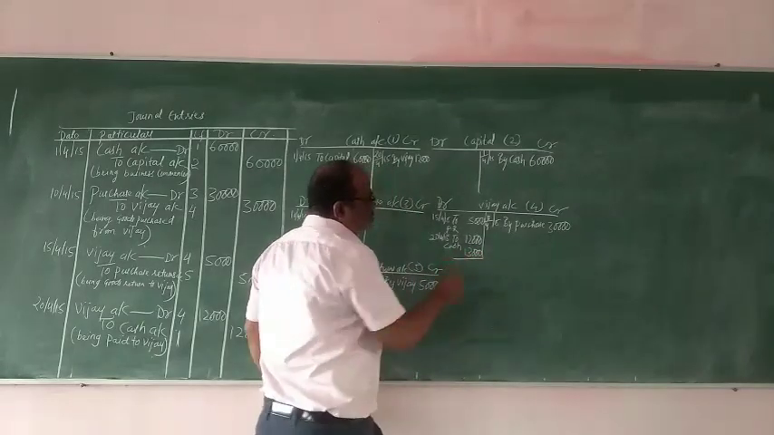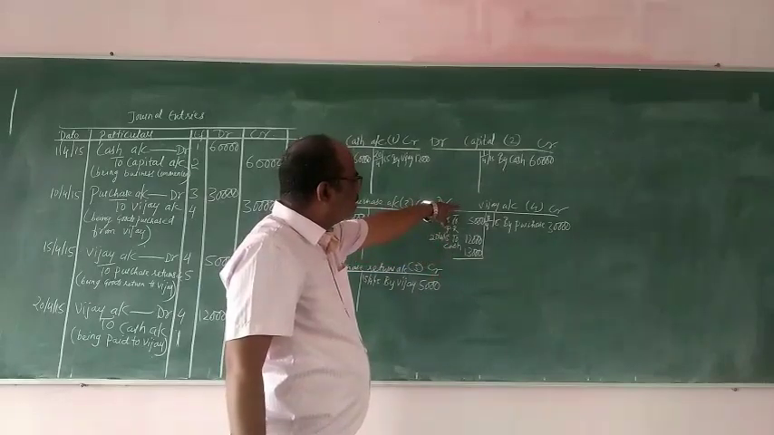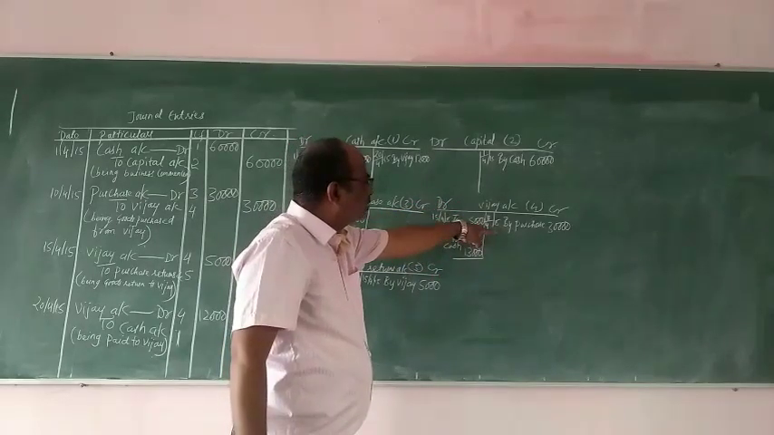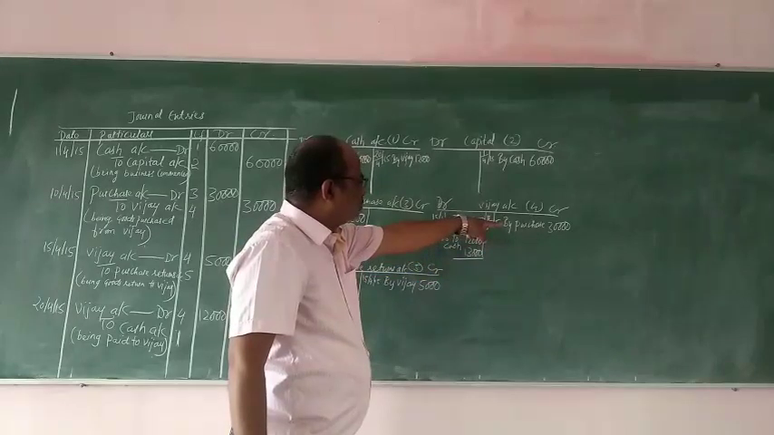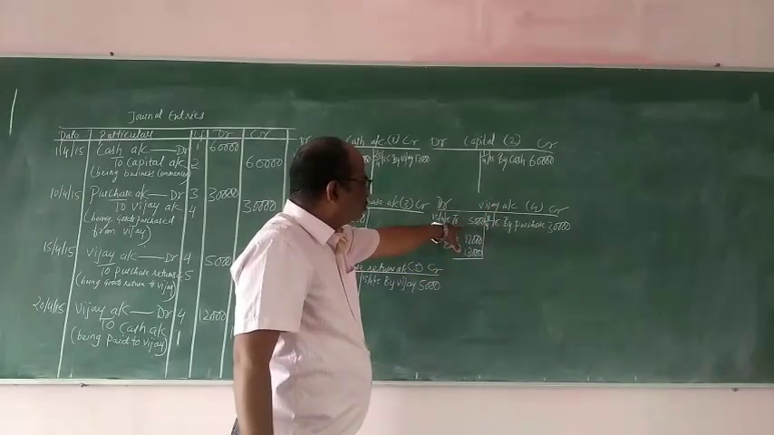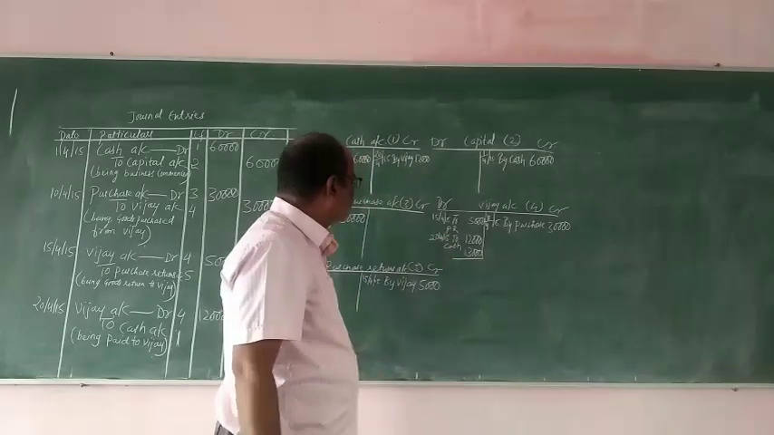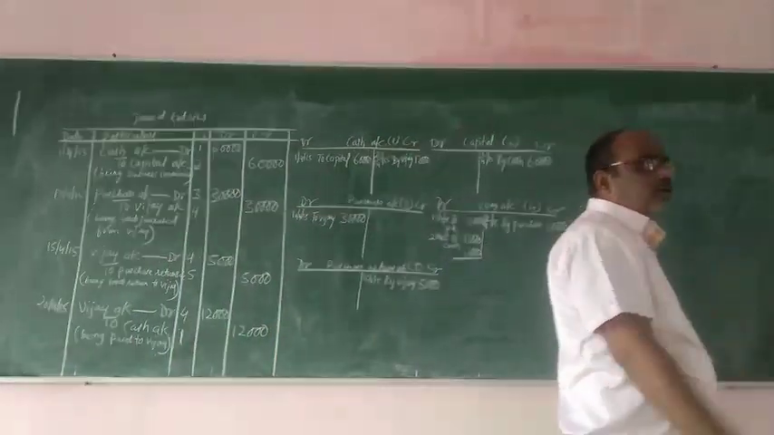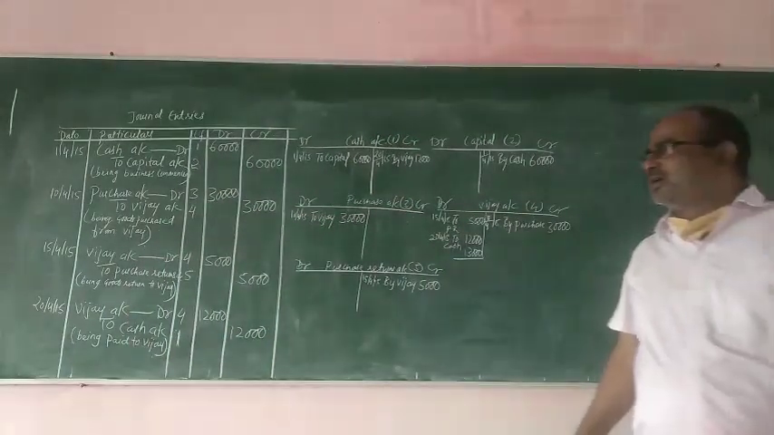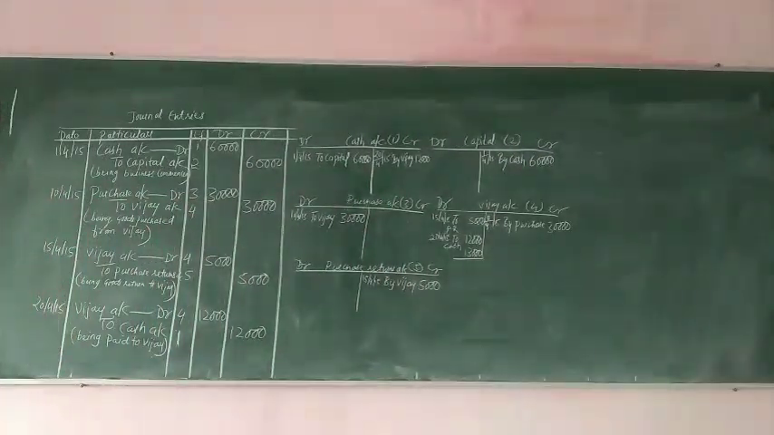If Vijay asks you, or if you want to know how much you are supposed to pay to Vijay, you can go to the Vijay account and see the credits: how much is there? 30,000. Why is it there? Because you have purchased goods on credit from Vijay. So 30,000 you are supposed to give. Out of that, you have returned goods of 5,000 and paid cash of 12,000. Now the balance is how much? 13,000. So this is how you will put it in the ledger, or post it to the ledger. And if you go on doing like this, you will come to know the balance of each and every account.